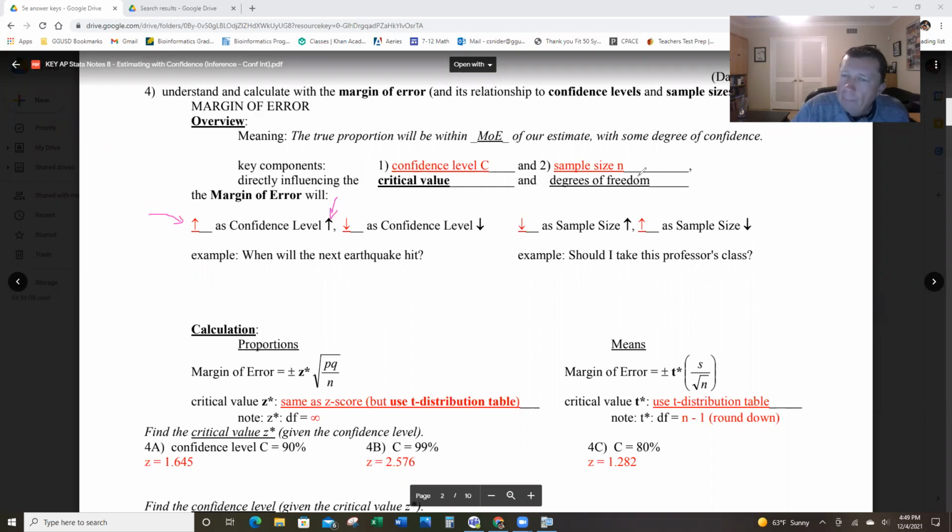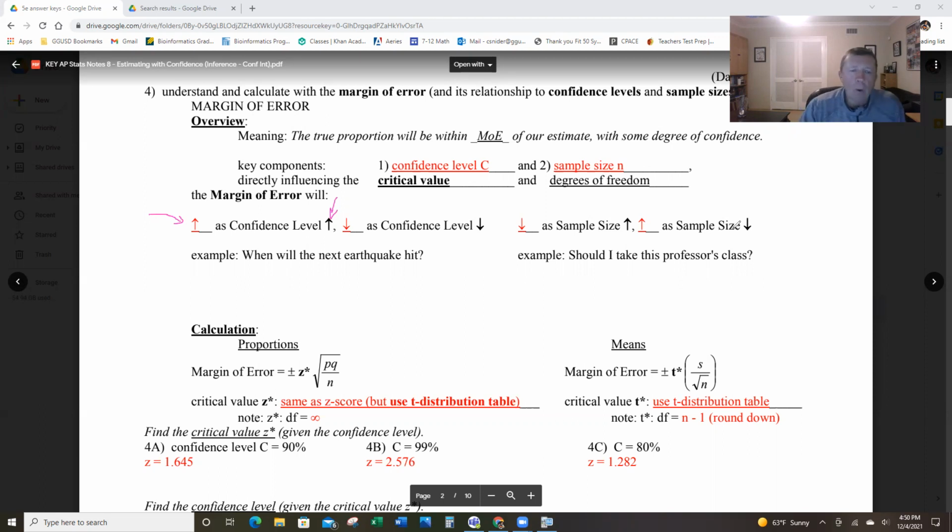Now, sample size works this way. If you lower the sample size, the interval gets bigger. We don't want that. If you raise the sample size, the interval gets smaller. That's the one you really want. So 2 ways to shrink the interval. 1, get more samples. That will make the interval smaller. 2, lower your confidence, which most people don't want to do.